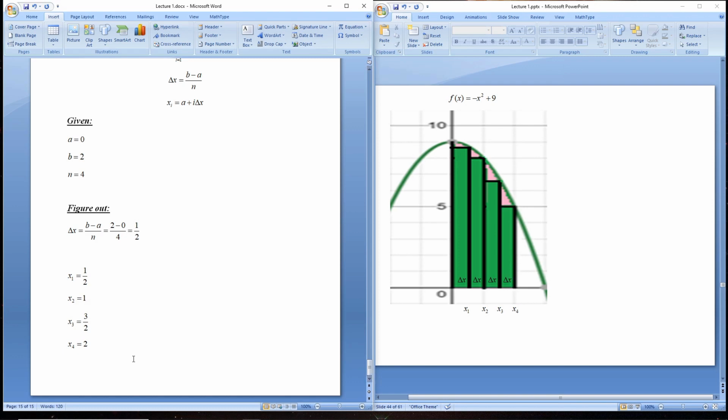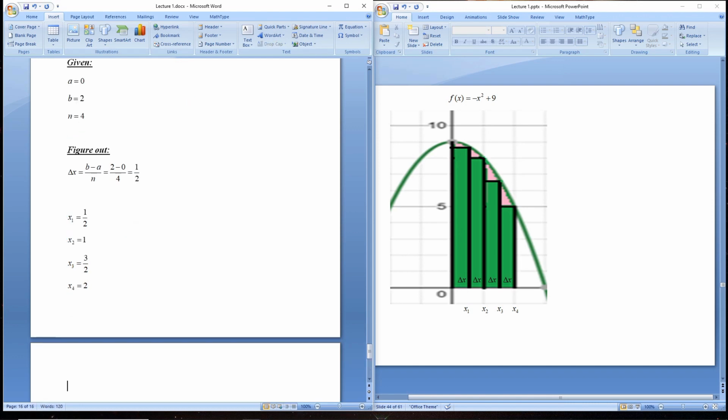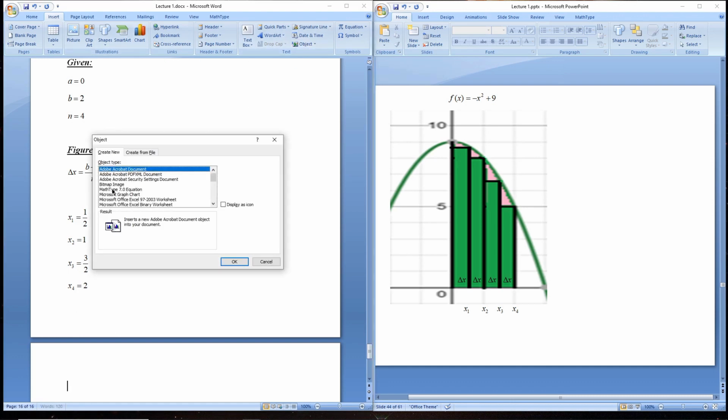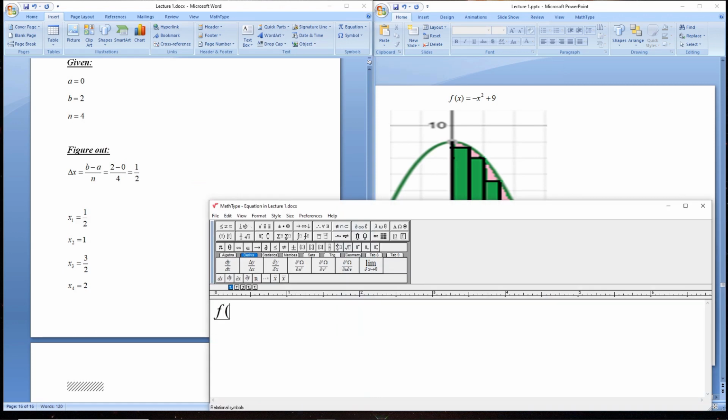Now that we have the positions, we need the height. Because overall, that's what we're trying to do here. We're trying to get the height of these rectangles, because we already know the width, it's delta x. So our goal here is to get the height. So now that we have the position values, we can just plug those into the function to start getting the height of these rectangles. So let's plug x sub 1 into the function. Now x sub 1 is a half. We're going to plug that into the function.